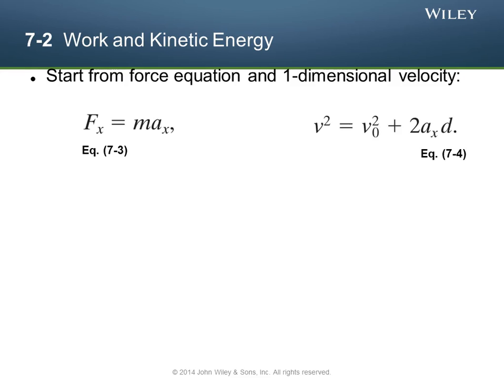And we also know that we have this kinematic equation here that we can use where the final velocity squared is equal to the initial velocity squared plus 2 times the acceleration times d, the displacement, or if you want delta x, that's fine either way.